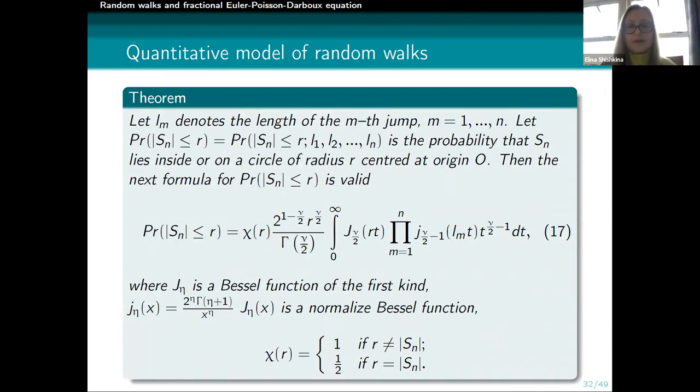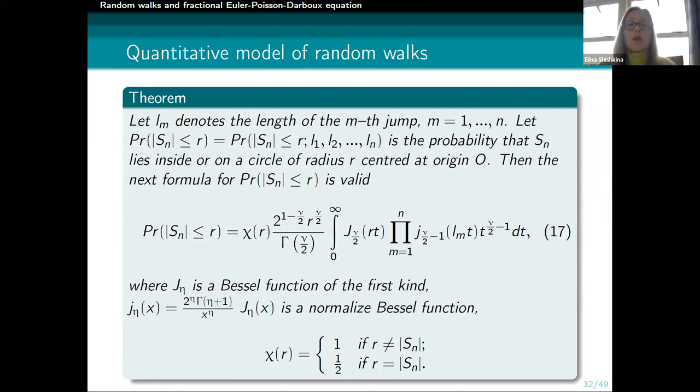So here we have the theorem. Let L_m denote the length of the mth jump, m from 1 to n, and we would like to find the probability that S_n is less or equal to r. So all agents are in the circle of radius r.